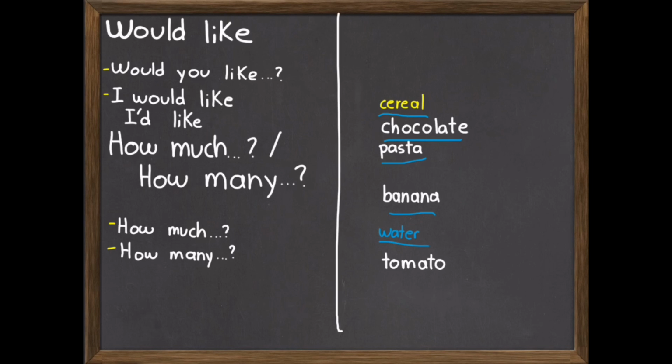For water, how much water did you drink? We don't say how many water because water is an uncountable noun. We use how much. Tomato, another countable noun. How many tomatoes have you eaten?